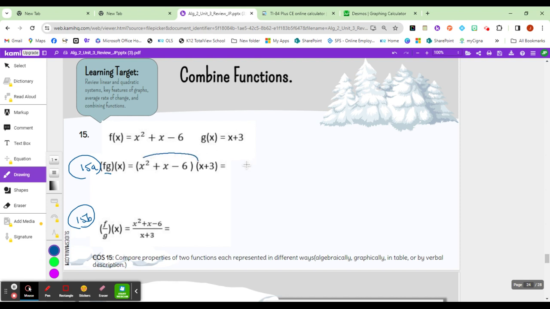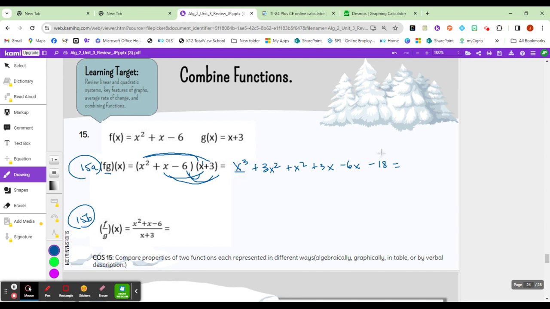So x squared times x is x cubed because we're adding those exponents. X squared times 3 is plus 3x squared. X times x is plus x squared. X times 3 is plus 3x. Then negative 6 times x is negative 6x. Negative 6 times positive 3 is negative 18.